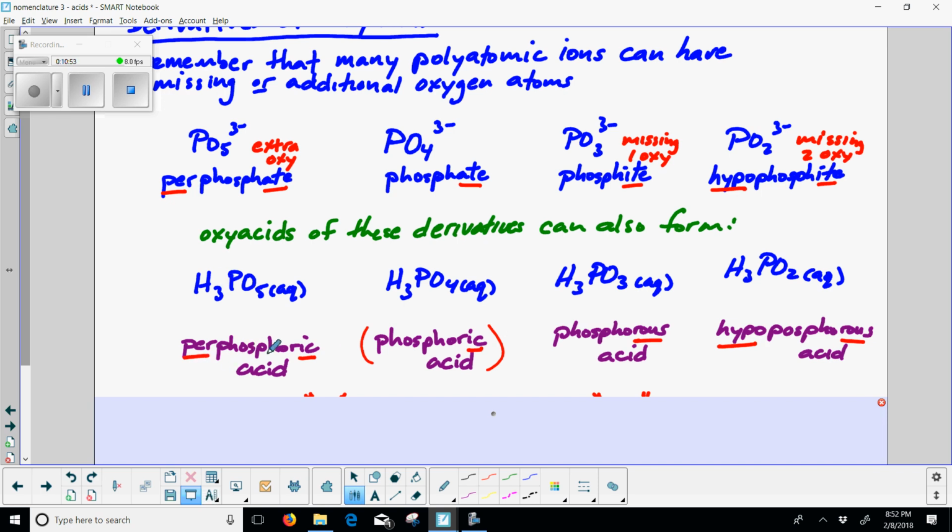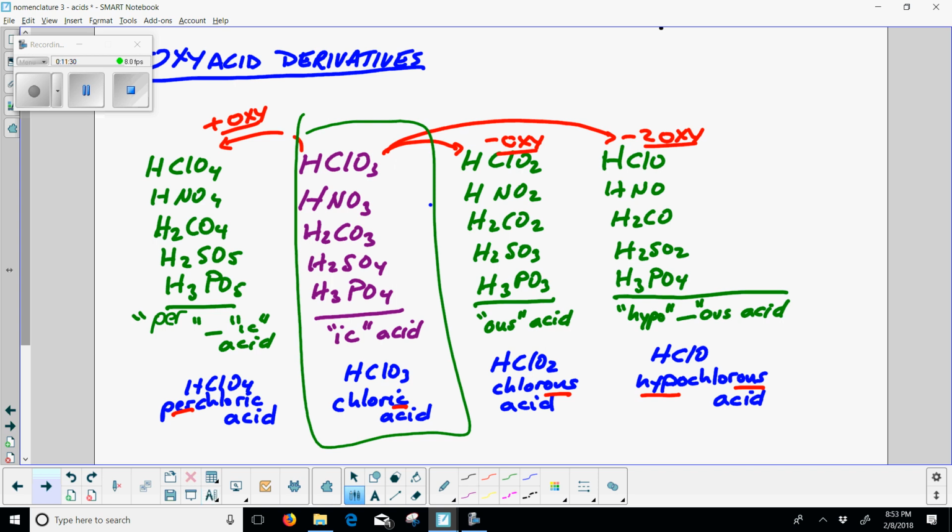So perphosphoric acid. With the polyatomic ions up here, if you're missing an oxygen, it's phosphite. Here, instead of phosphite, I use phosphorus. Us means smaller, so I have less oxygens here. And if I'm missing 2, instead of hypoite, I use hypous. So this would be hypophosphorus acid. So ic is more, us is less. And this is similar to what we did when we did the Latin method for naming multivalents.